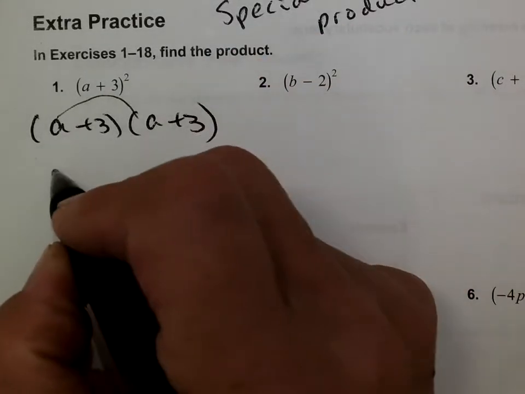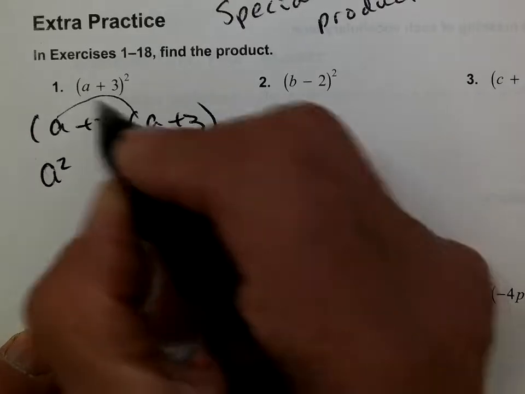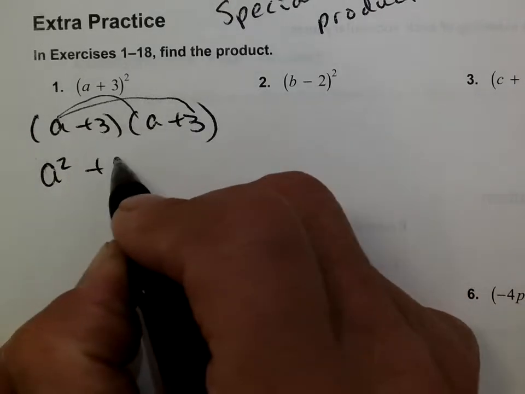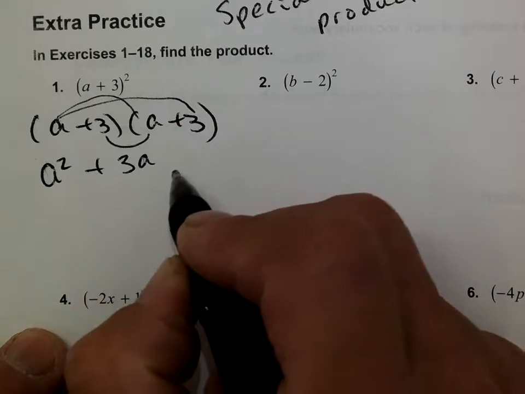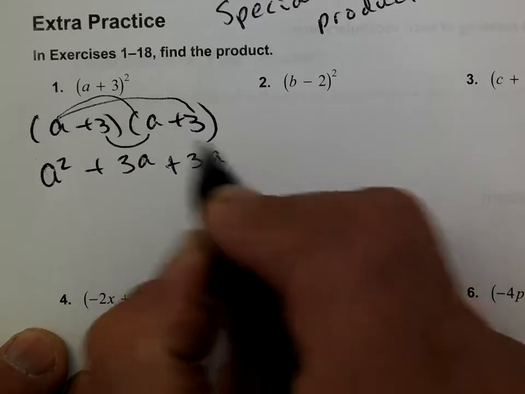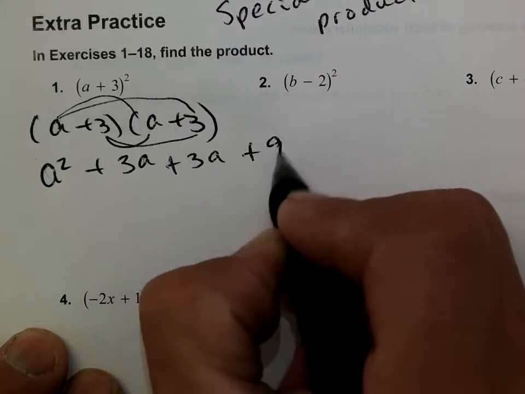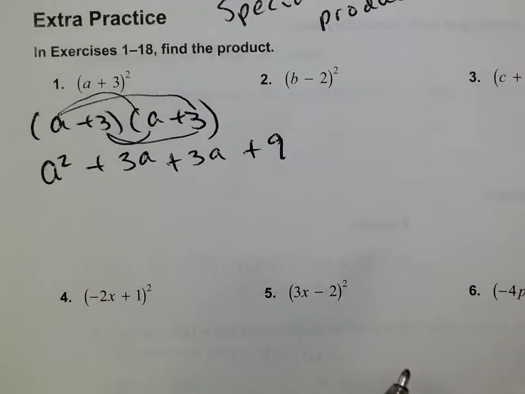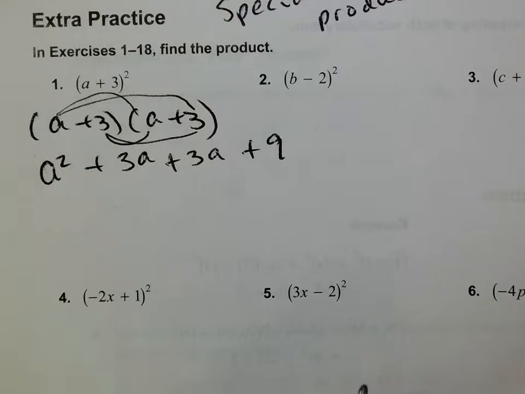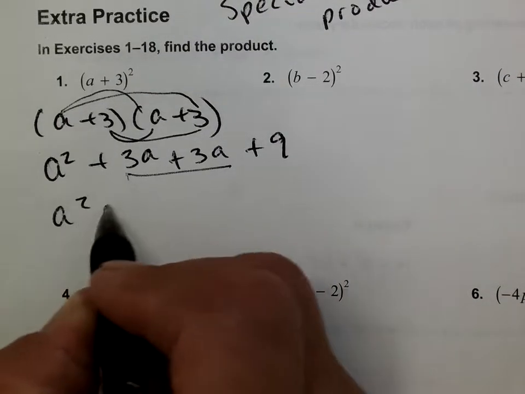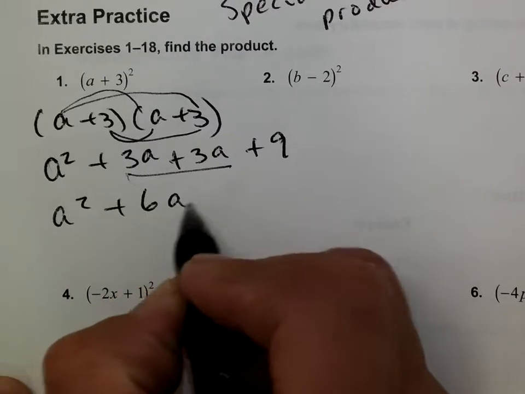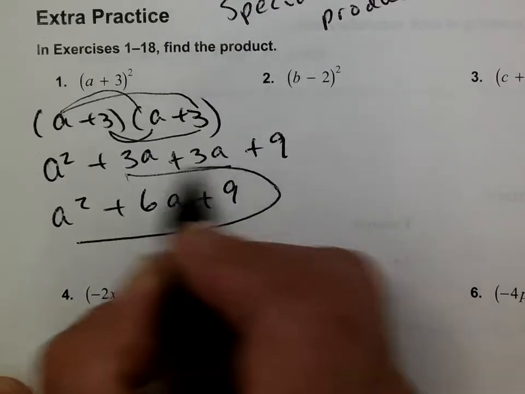A squared plus 3a, plus another 3a, plus 9, right? We're going to do the double distribute, or call it FOIL, whatever you want to call it. The middle two terms combine, and we get a squared plus 6a plus 9. Now that's pretty easy, isn't it?